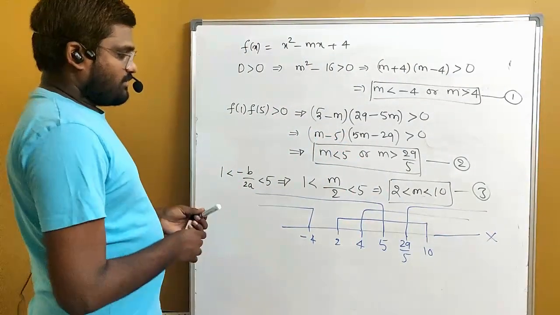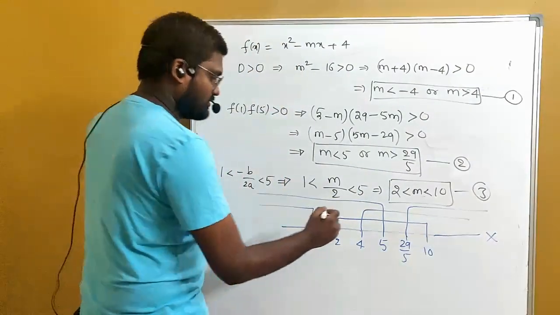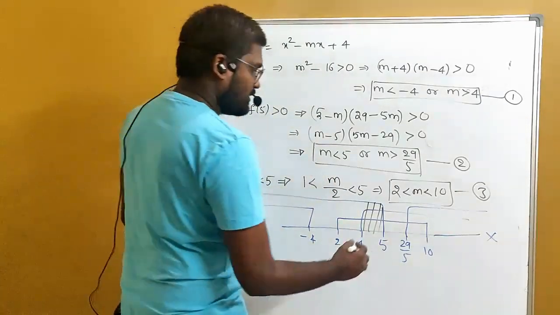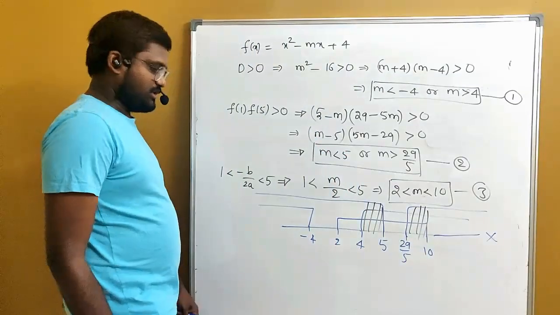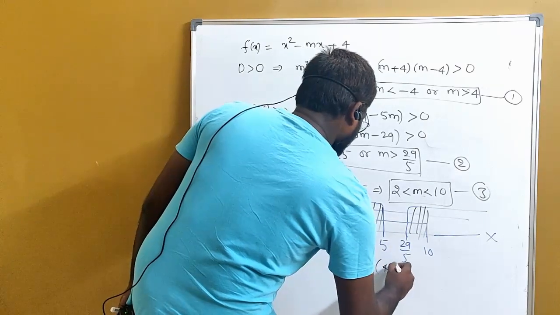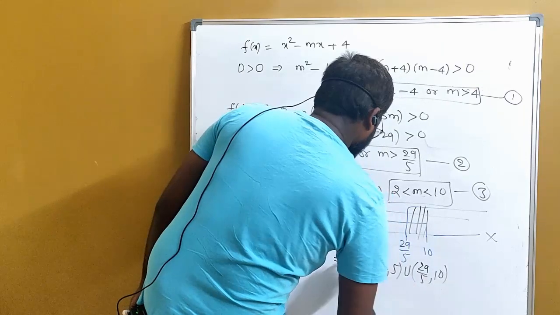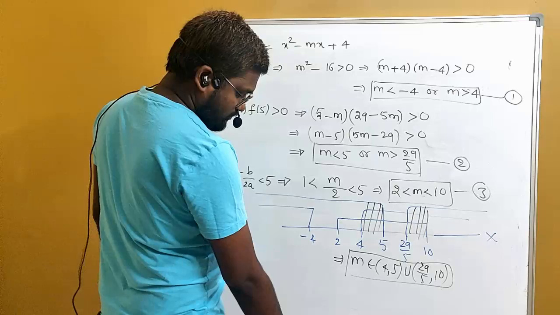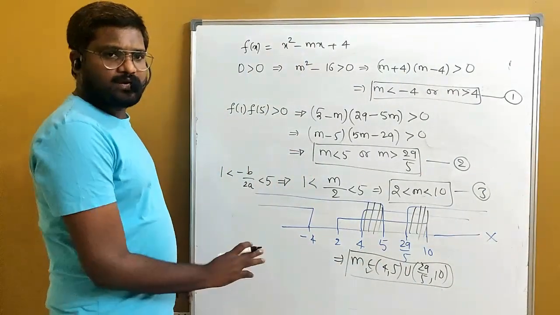So, what will be the common region here? Where 3 lines, 3 common lines. So, definitely this is one common region. I hope you are following. And there is another common region, 29 by 5 to 10. So, finally, M belongs to either 4, 5 union 29 by 5 to 10. Since it is a single correct question, J mains question, and we have 4, 5 as option, so definitely option 1 will be correct. Understood?